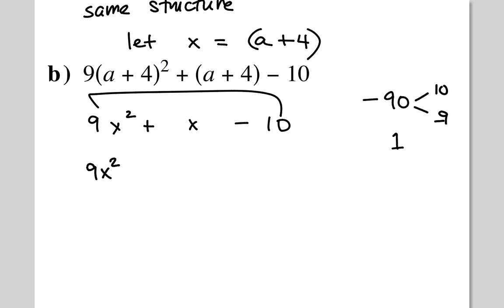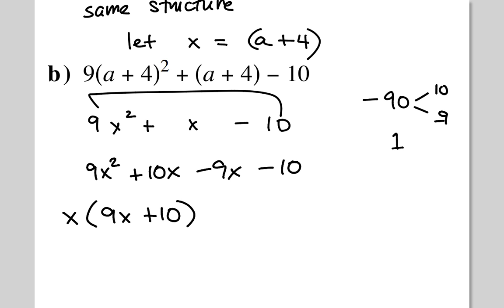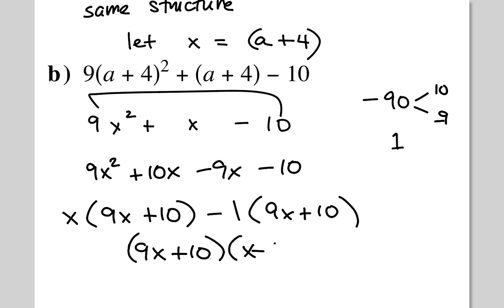Okay, 9x squared plus 10x minus 9x minus 10. Did that make sense for me to do that? I should have reordered it, right? Does it matter? It doesn't matter. It'll still work out. So the only thing I can take out is x. I get 9x plus 10. Only thing I can take out here is negative 1. I get 9x plus 10. Take out 9x plus 10 and I've got x minus 1.